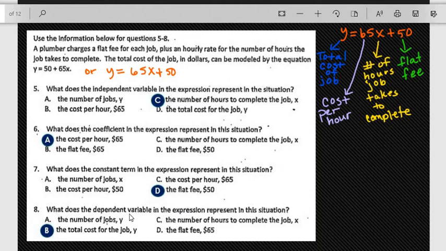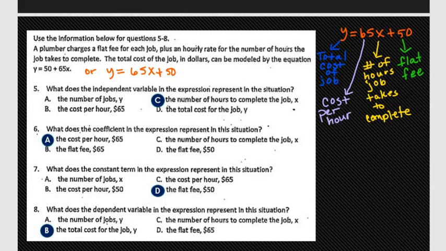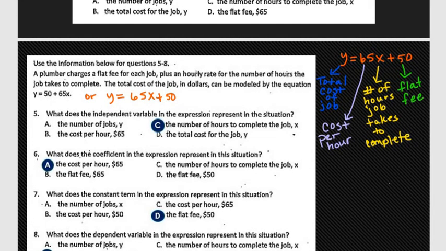Number 8, what does the dependent variable represent in this situation? And we're looking at B, which is the total cost of the job, or total cost that you are going to pay the gentleman for coming to fix whatever plumbing needs that you have.